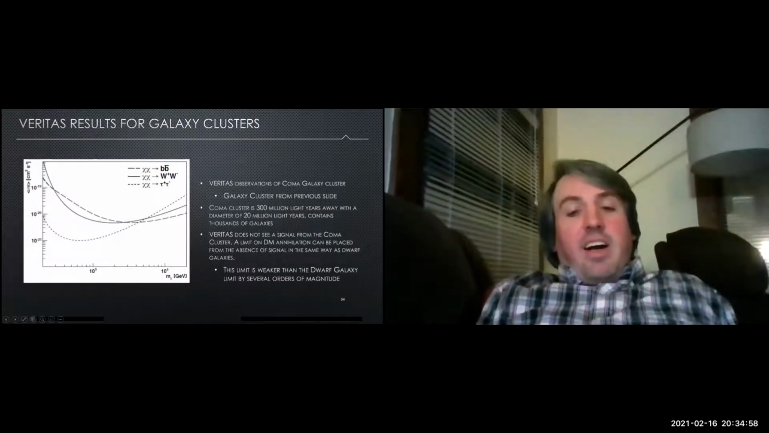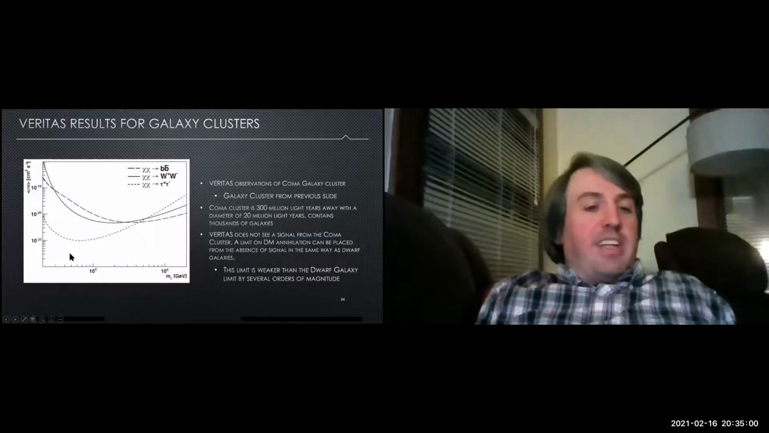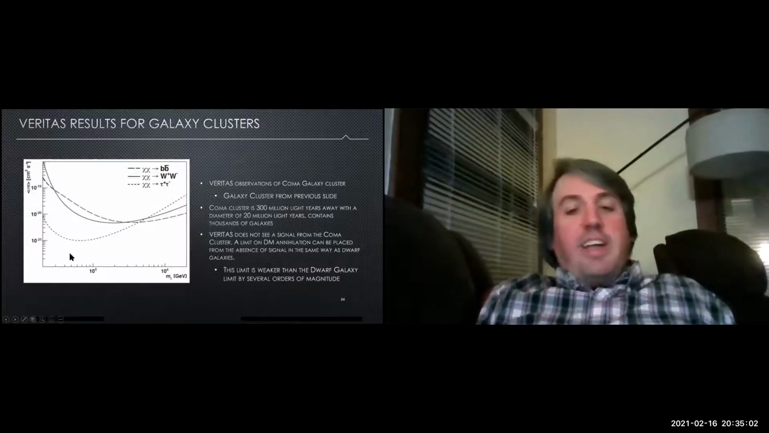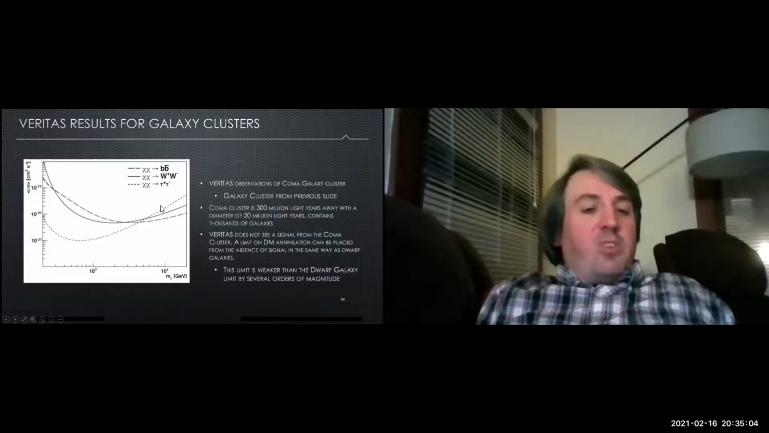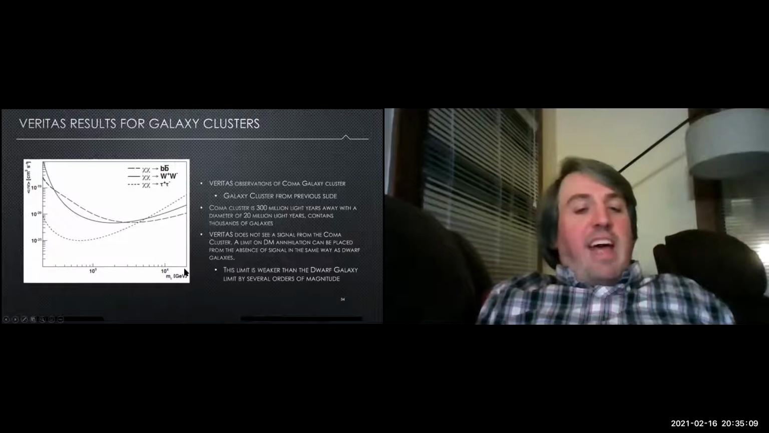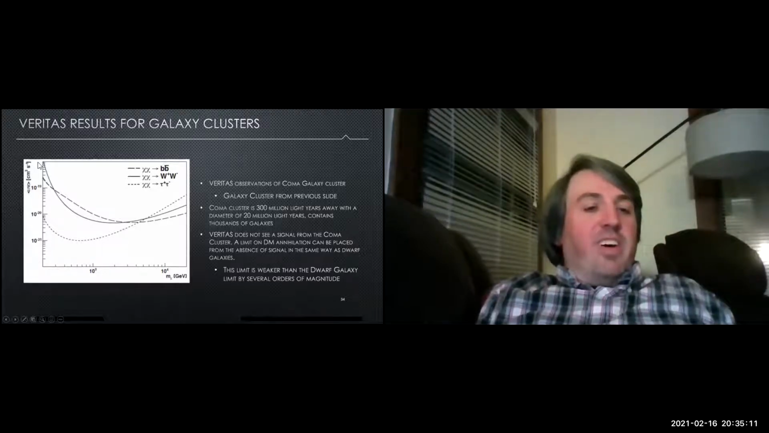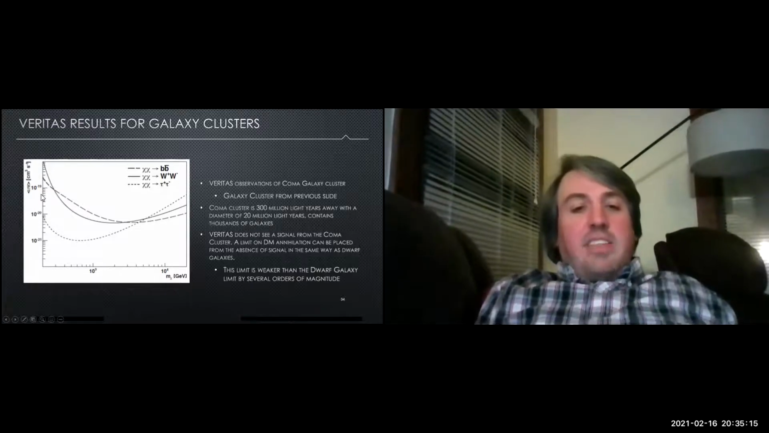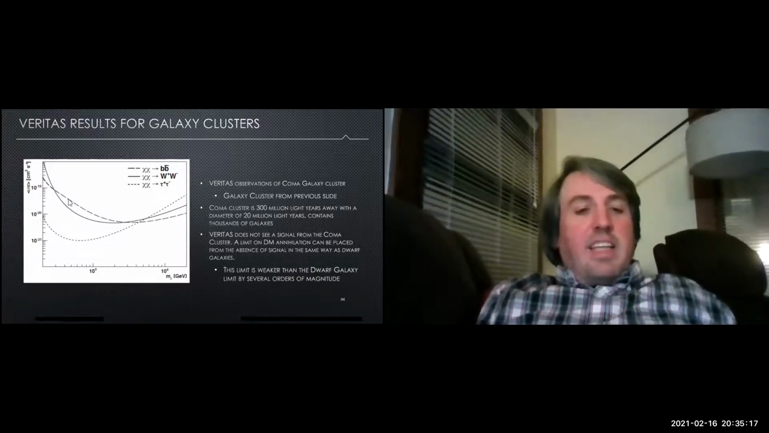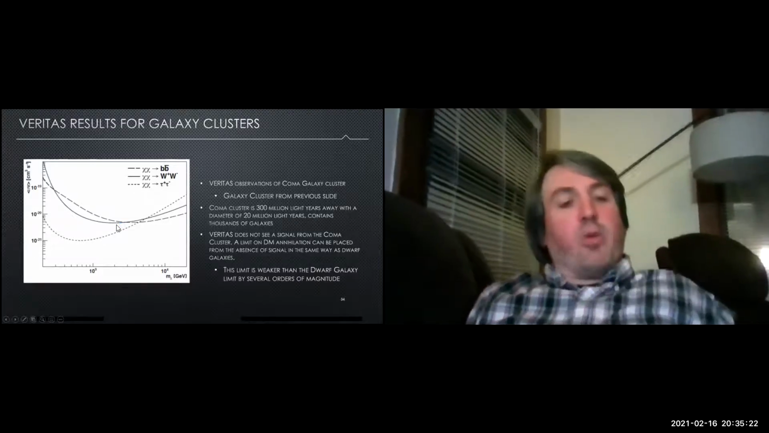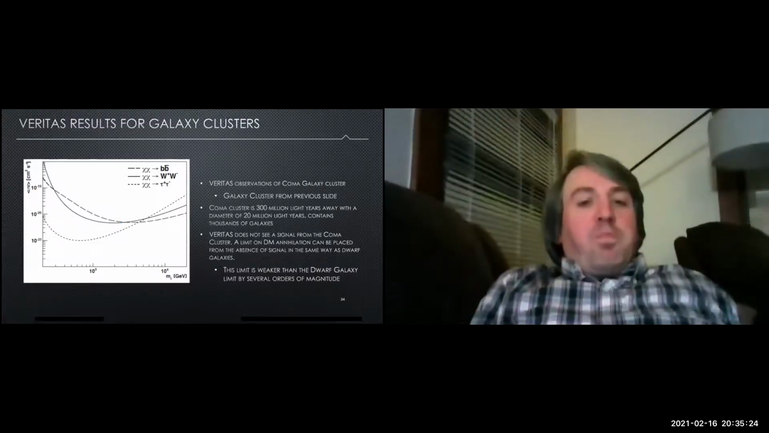We looked there. I think this is about 20 hours of VERITAS data. We didn't see a signal from it. Like with dwarf galaxies, we were able to place a limit. So here's the dark matter mass, and here's the probability of annihilation, basically. And this limit here is weaker than the dwarf limit by several orders of magnitude.